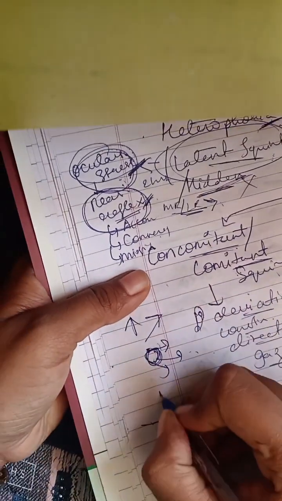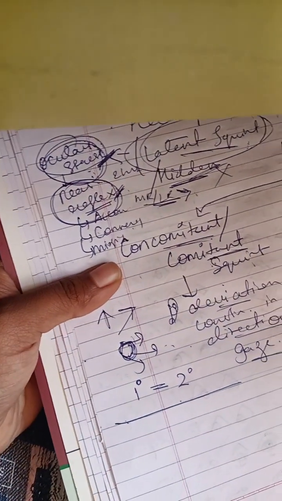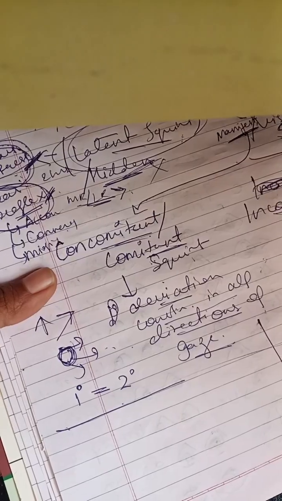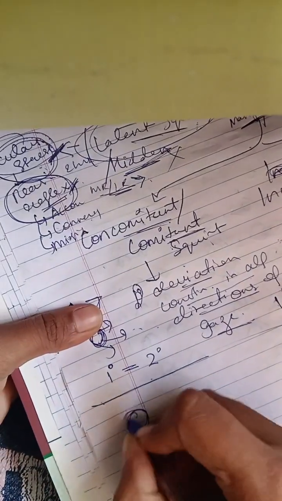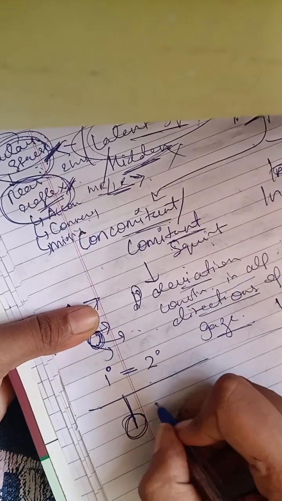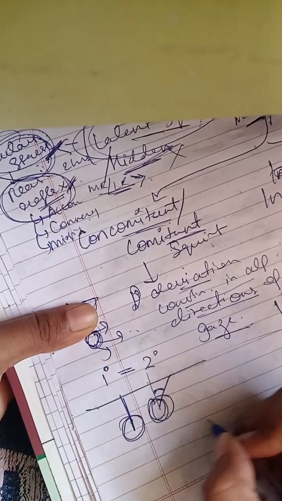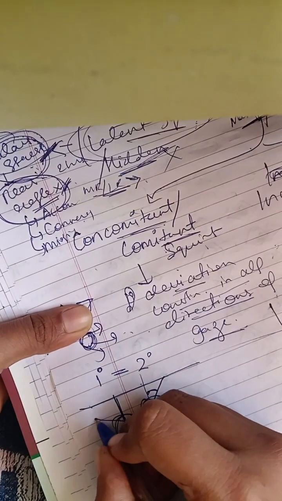In comitant or concomitant squint, the primary deviation is always equal to your secondary deviation. What is primary deviation? Primary deviation is when the normal eye fixates on any kind of object. So if this is the normal eye and it is fixating on this object, then the other eye is deviated. It should look like this, but there is this angle of deviation. This is your primary squint. Secondary squint is when this eye then moves over here.